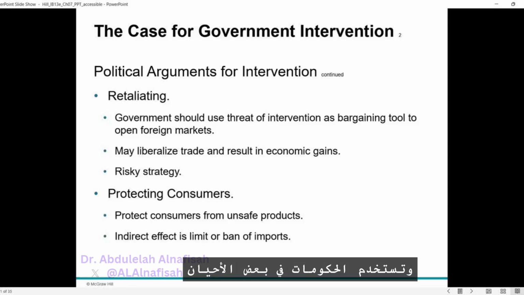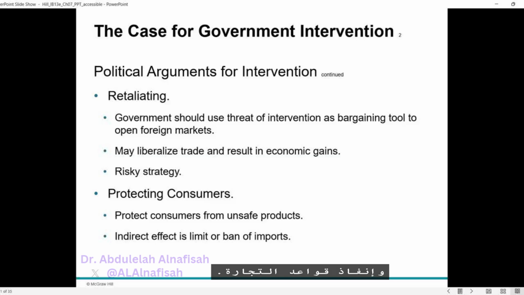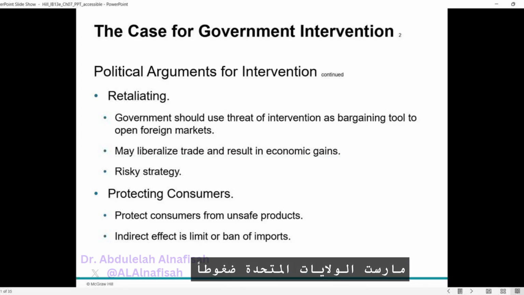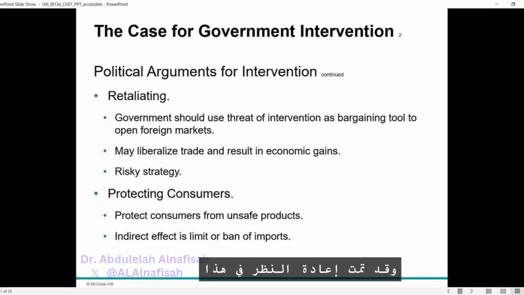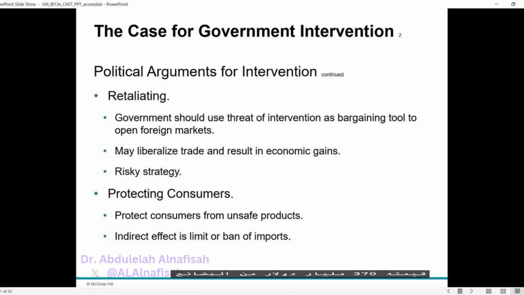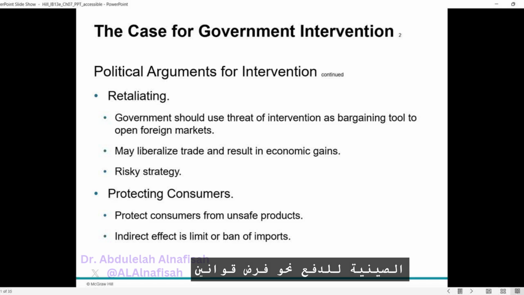Governments sometimes use the threat of trade intervention as a bargaining tool to open foreign markets and enforce trade rules. For instance, the U.S. pressured China in the 1990s to tighten intellectual property laws, threatening tariffs on Chinese imports. This approach was revisited during the Trump administration, which imposed tariffs on $370 billion of Chinese goods to push for stronger intellectual property laws and reduce the trade deficit.